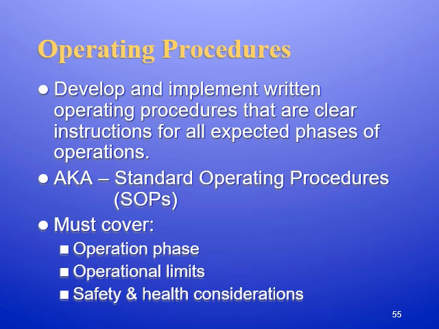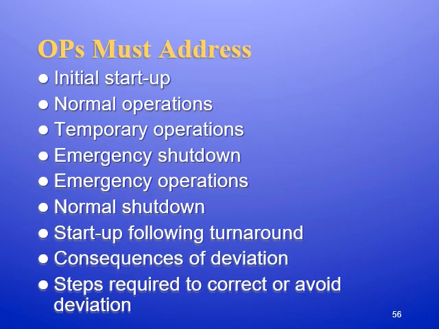So this is also known as standard operating procedures and must cover, at a minimum, operating phase, operational limits, safety and health considerations. So operating procedures must address all of these: initial startup, operations, temporary operations, emergency shutdowns. So if you know a hurricane is coming, or a situation like we're facing now, some plants are being shut down, some are not. Normal shutdown, startup following turnaround, consequences of deviation, steps required to correct or revert deviation.